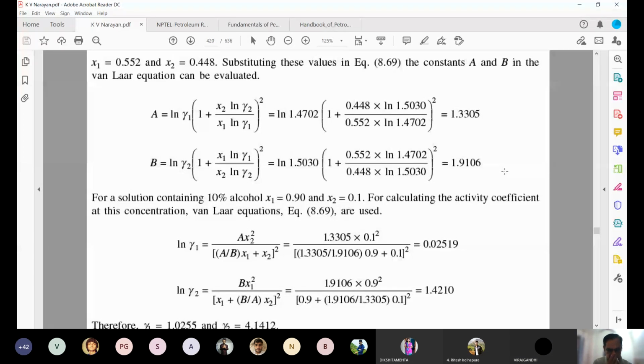So that's the only difference it will make, right? If we take x2 instead of x1, सिर्फ constant change हो जाएगा. B will become A and A will become B, और कुछ फर्क नहीं पड़ने वाला. That's why I wanted you to check this out for yourself. It doesn't matter whether I take component 1 as alcohol or benzene, the values of A and B will be interchangeable, but the value will remain the same. A will become B and B will become A.